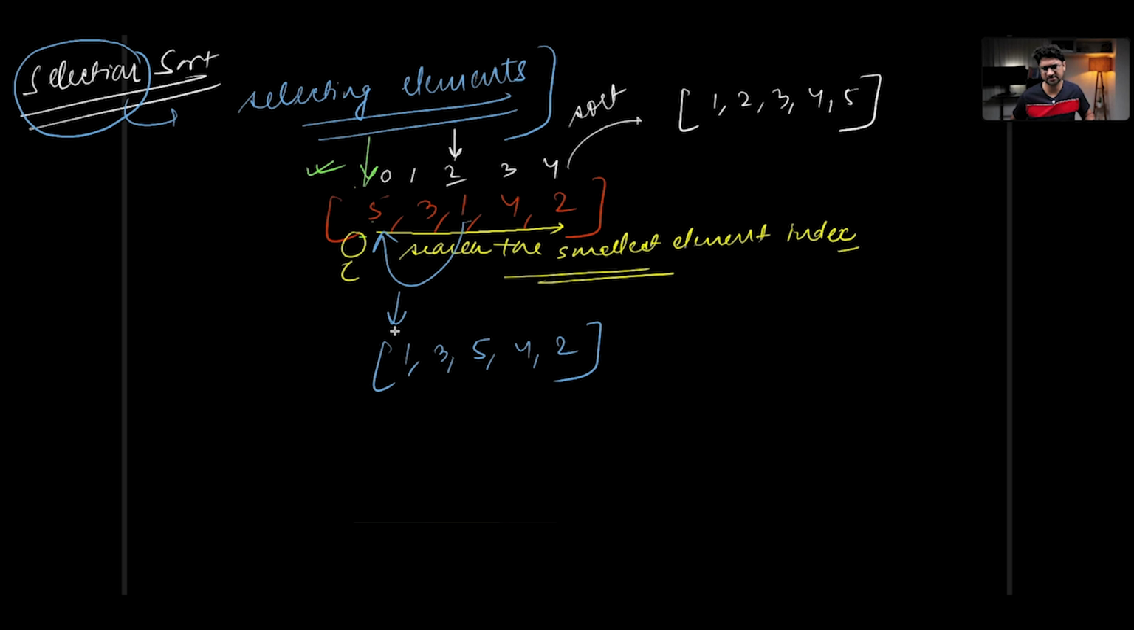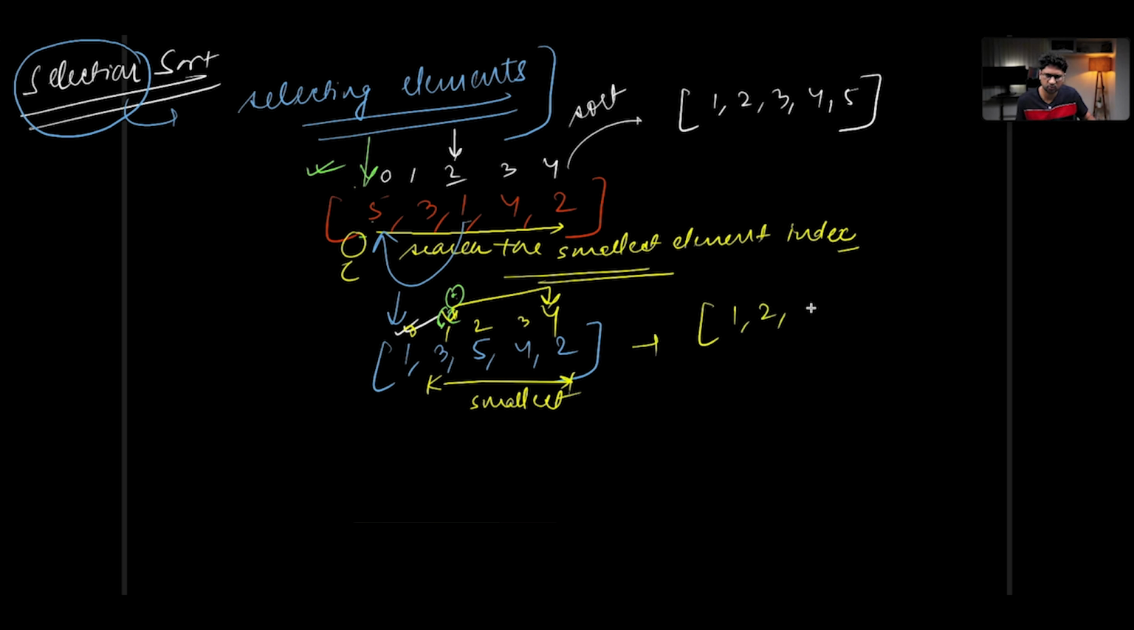And my first index is done. Now I am left with the remaining elements, and I am focused on setting the right element at the next index. Again I have to find the smallest element's index. The indexes are 0, 1, 2, 3, 4, and the smallest is at index 4. So I swap these two elements, and this becomes 1, 2, 5, 4 and 3.